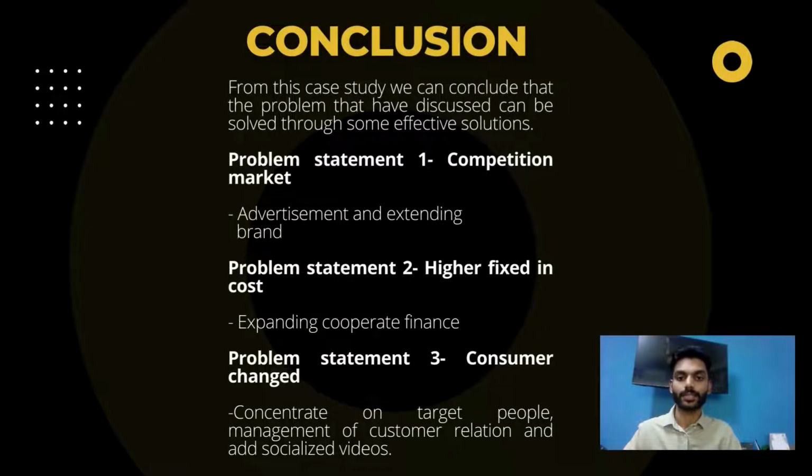Lastly, from this case study, we can conclude that the problems that have been discussed can be solved through some effective solutions. The first problem statement is competition market. So the solution for this problem is advertisement and extending brand. The second problem statement is higher fixed cost. The solution for this problem is expanding corporate finance. The third problem statement is consumer change. So the solution for this problem is concentrate on target people, management of customer relation, and add socialized videos.